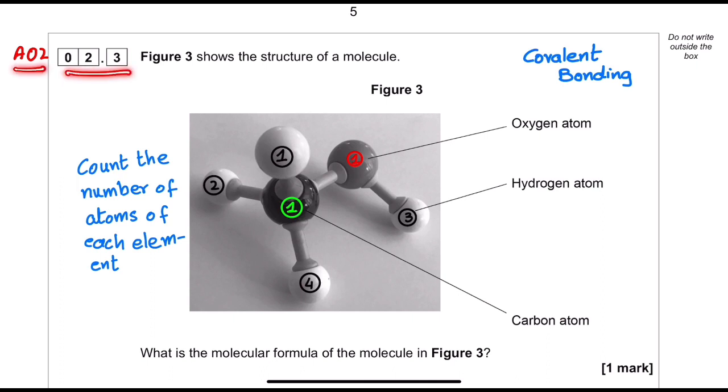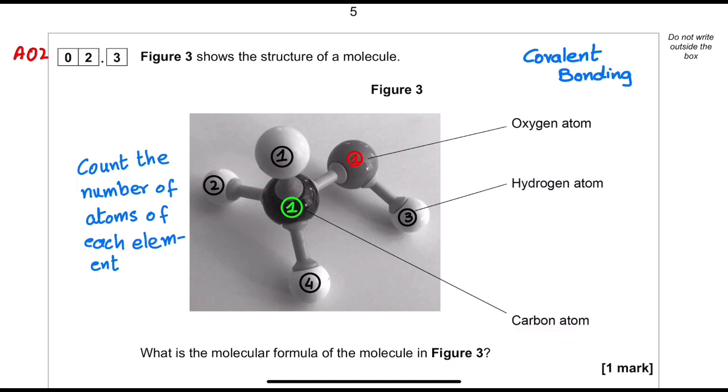2.3 is an AO2 question. The student needs to apply the knowledge. Figure number 3 shows the structure of a molecule. We can see a molecule is present here, and I mentioned the numbers also. This is the oxygen atom in the model. This is the hydrogen atom. This black color shows the carbon atom.